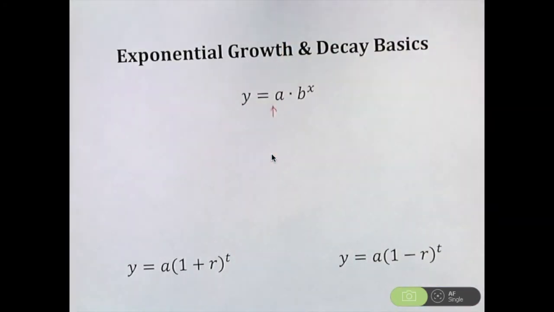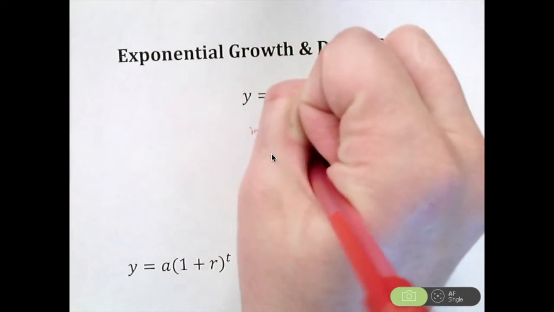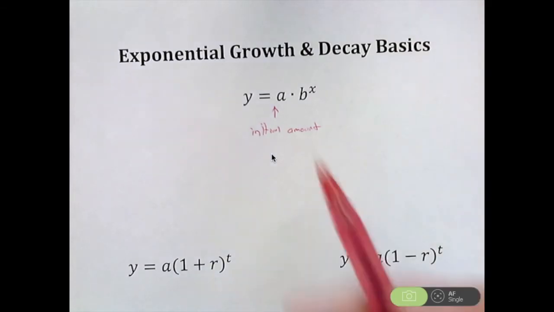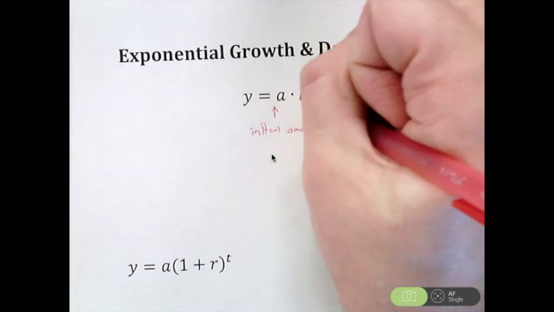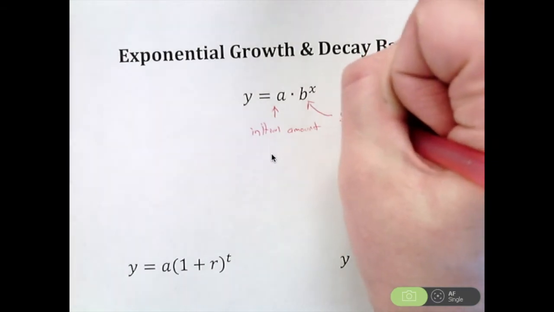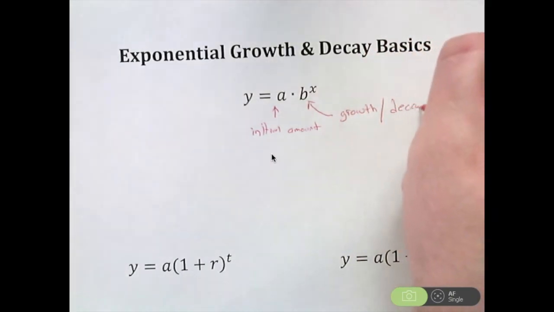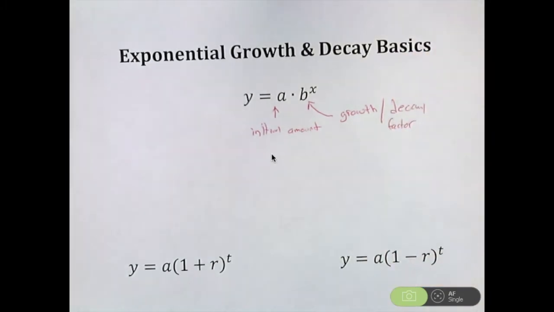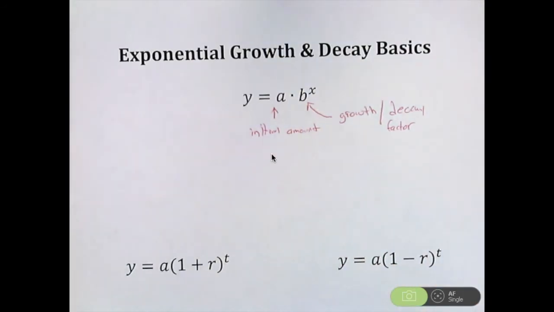A, in cases, is your initial amount. That's always what you're starting with. It's your initial amount, whatever you begin with. On the other hand, we have this b here, which is your growth, or it can be your decay factor. So we have initial amount A and we have a growth or a decay factor.